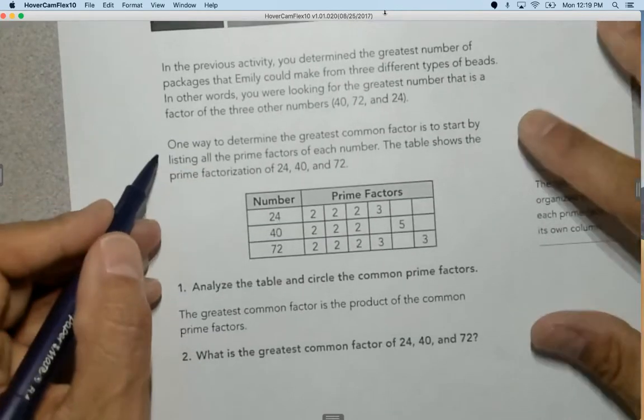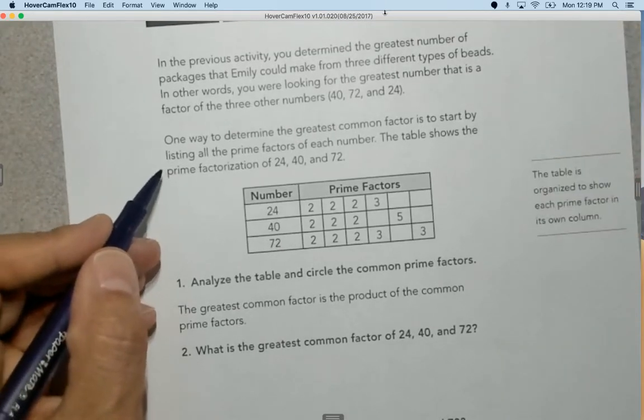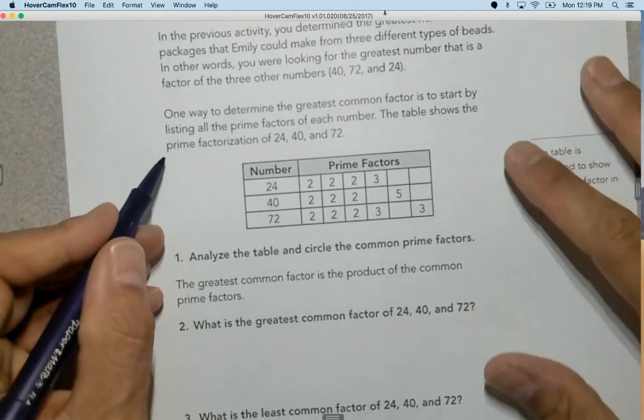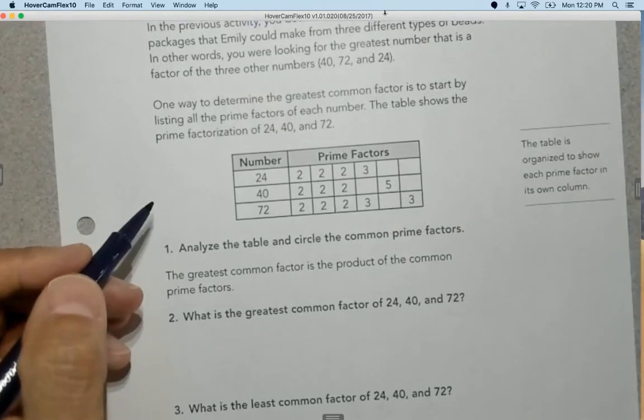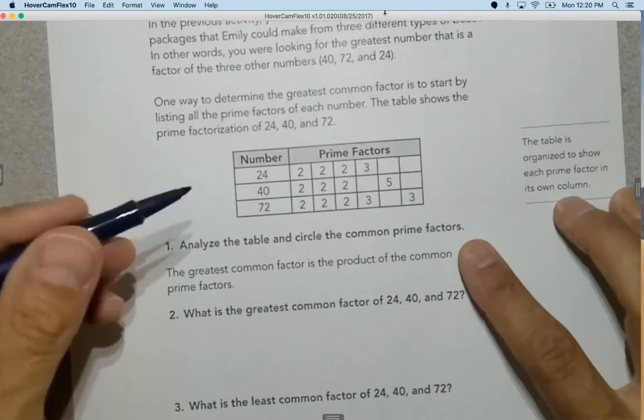One way to determine the greatest common factor is to start by listing all the prime factors of each number. The table shows the prime factorization of 24, 40, and 72. The table is organized to show each prime factor in its own column. Analyze the table and circle the common prime factors.